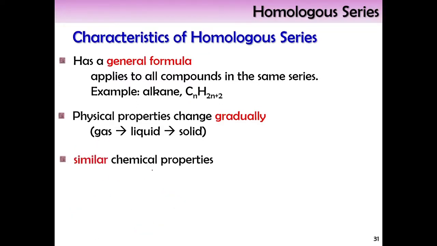It has similar chemical properties. Similar chemical properties means that CH4, for example, can undergo reaction with Br2 in the presence of UV to become CH3Br. It will be the same thing for C2H6. It will have the same reaction with UV, so this one will give C2H5Br. So it will have similar chemical properties.